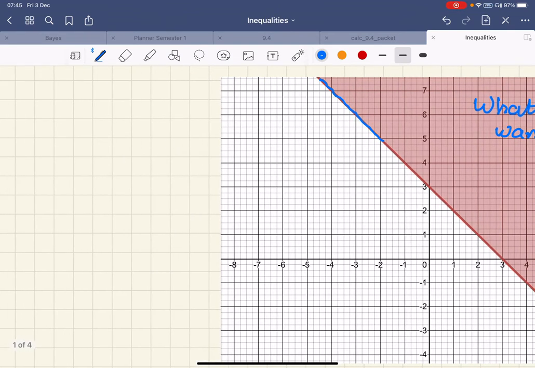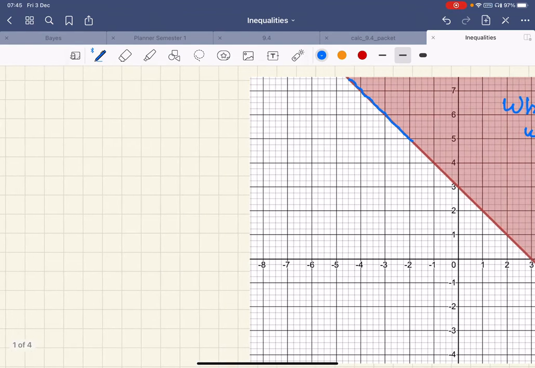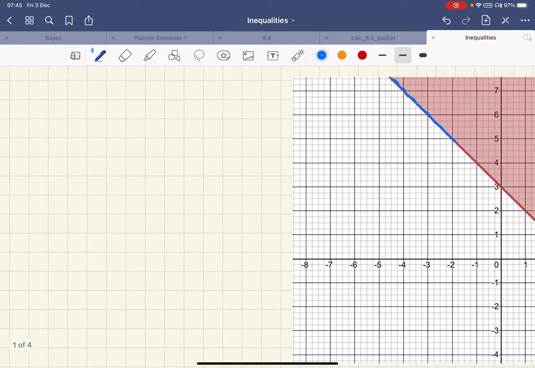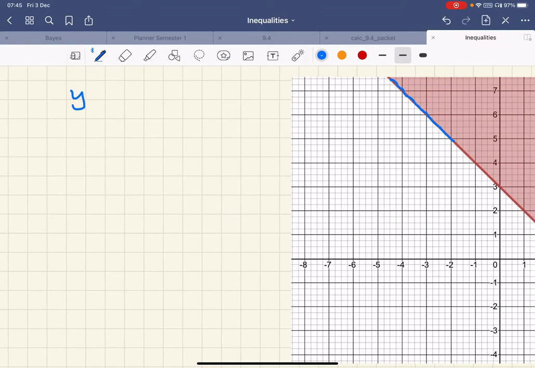Now from the previous work we can see that the equation of that line has got a gradient of -1, so it's minus x, and the y-intercept is c. So this was a nice easy one to put in slope intercept form. So I just rearrange that, and that's y equals 3 minus x.